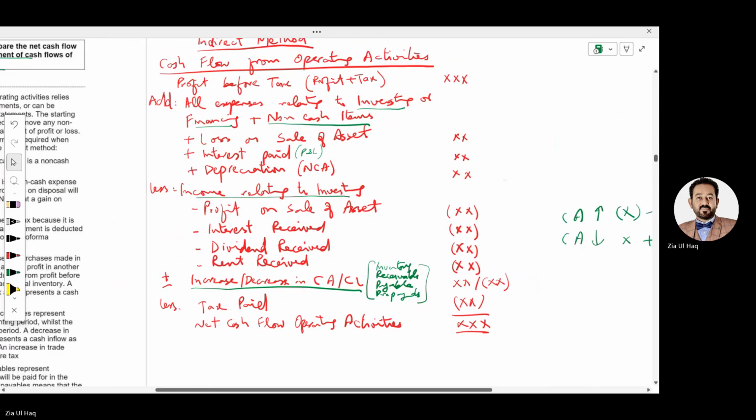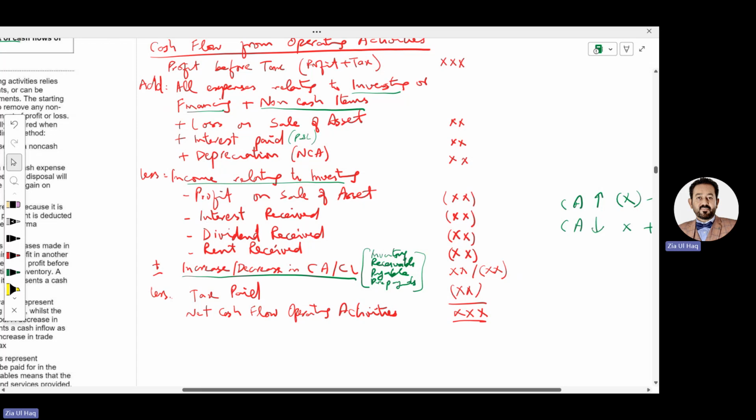So profit before tax, we need to add back expenses relating to investing and financing activities, as well as non-cash items like depreciation and amortization. What could be the expenses? Loss on sale of asset, interest paid. And we need to deduct incomes relating to investing and financing activities like profit on sale of asset, interest received, dividend received, rent received. And we need to adjust increase or decrease in current assets and current liabilities.